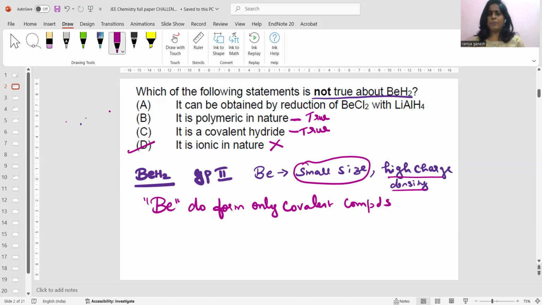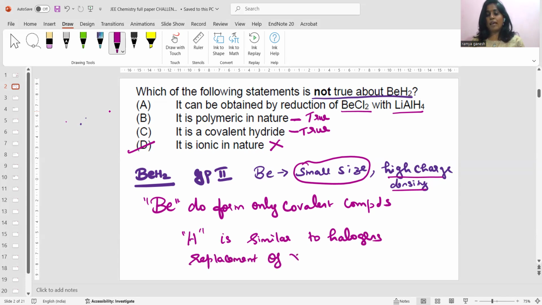But let's check out what about A. Can it be obtained by the reduction of beryllium chloride with lithium aluminium hydride? Oh God, I don't know this reaction, ma'am. Don't panic. We need not worry about it. We know hydrogen is quite similar to halogens. Therefore, replacement of halogen by hydrogen is definitely allowed. So yes, we can prepare beryllium hydride by reduction using lithium aluminium hydride. So the correct option is answer D.